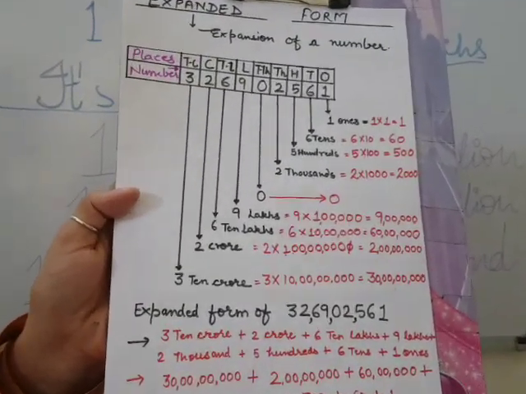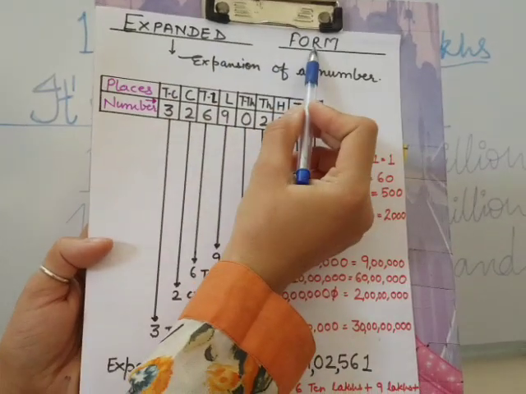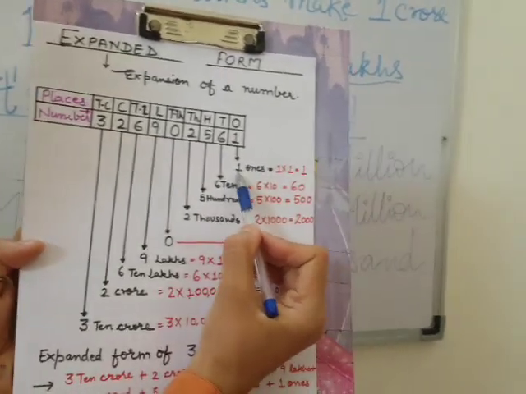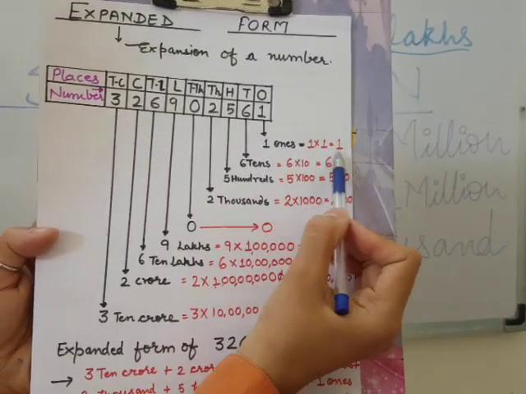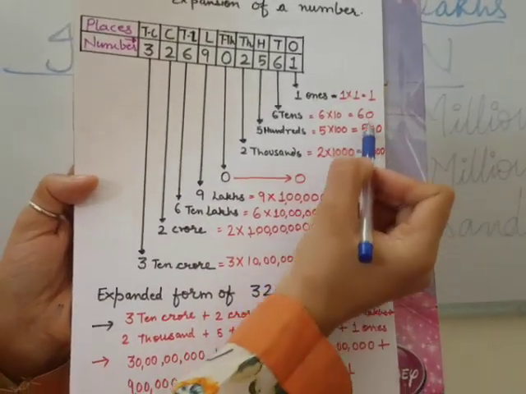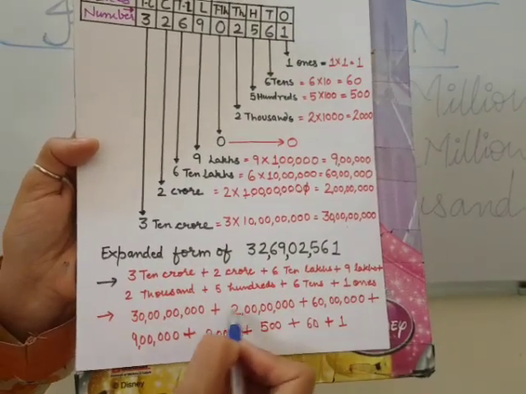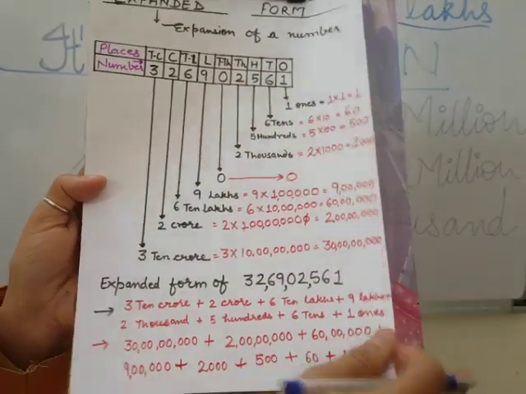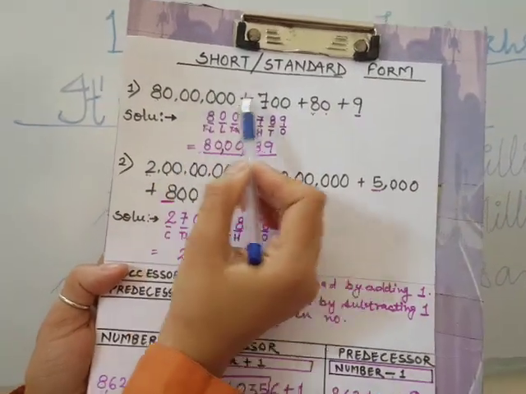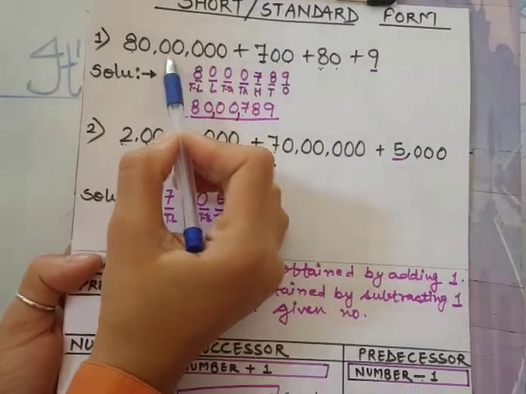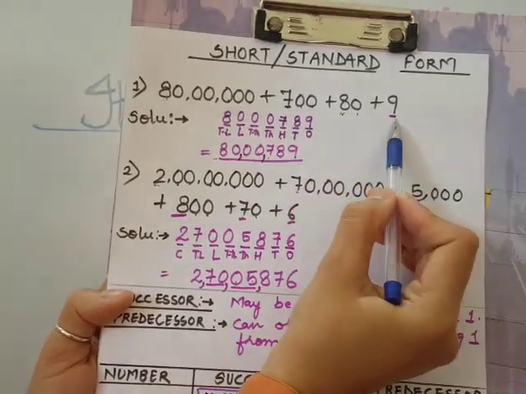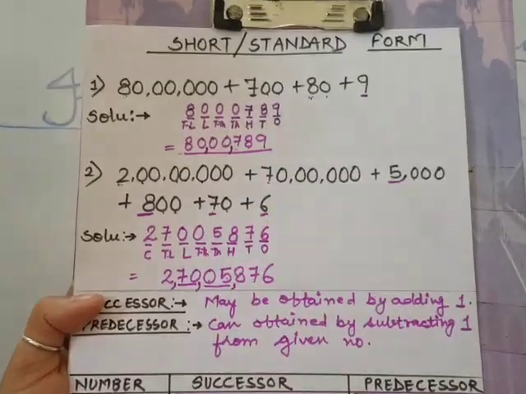This is the expanded form of a number. For the expanded form, first we place the digits according to places, and at last we multiply to find the place value of each digit. By combining these place values with plus signs, we get the expanded form of a number. Next is the short form, or you can say standard form. For this form, first we mark the dashes for the largest number, and then we fill them with these numbers so that we can get the standard form of a number.